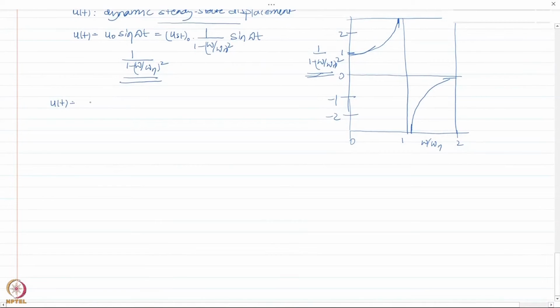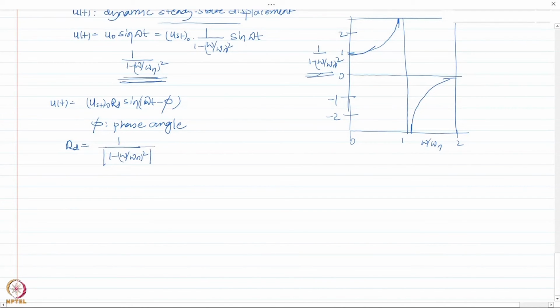Now I'm going to write my u of t as ust times rd. I'm going to use that factor rd times sine omega t, and I'm adding a new term here called phi. This phi is called the phase angle, and rd is nothing but the absolute magnitude. I had originally this term, but rd is actually the absolute magnitude of this term here. So rd would always be positive. This is the mod of this function right here.